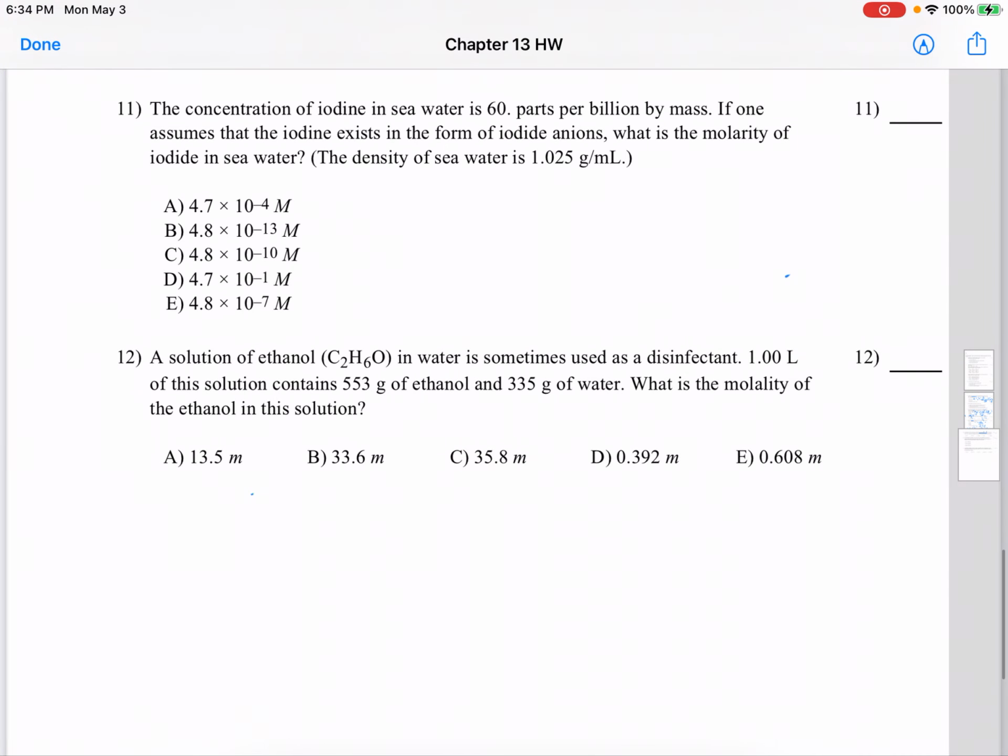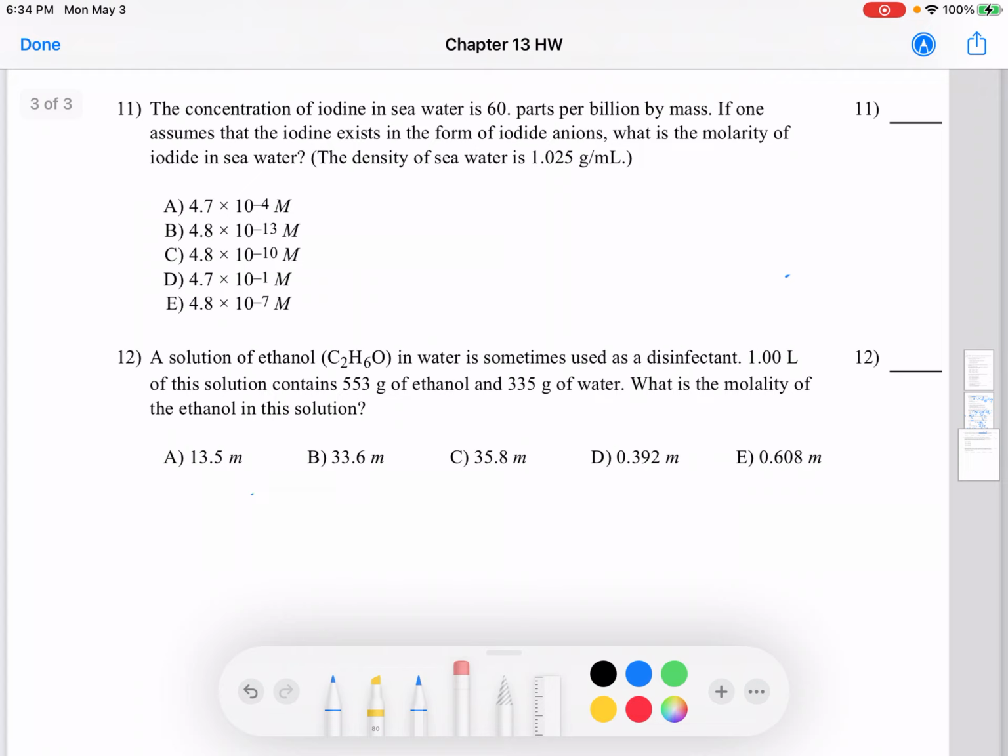So it's telling us the concentration is parts per billion by mass. And if one assumes that the iodine exists in the form of iodide anion, what is the molarity of iodide in seawater? The density of the seawater is given. Okay, parts per billion.